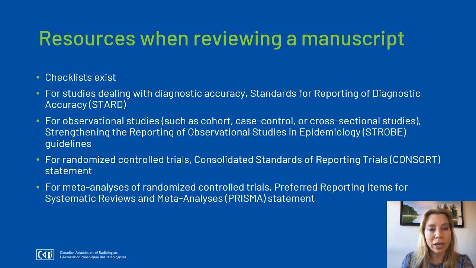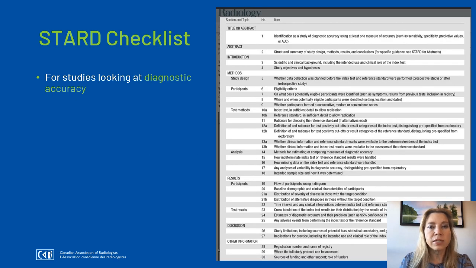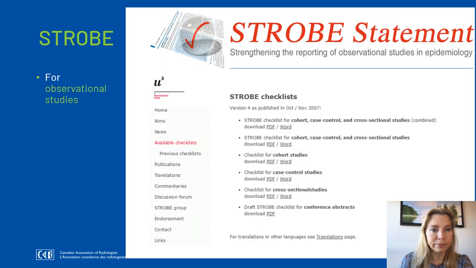But there are other checklists for observational studies, randomized control studies, and meta-analyses, which you should follow. And it really helps you as a reviewer to make sure that the authors have followed the main concepts. So this is just an example of the STARD checklist. I'm not going to go through everything, but just to point out that you don't have to reinvent the wheel as the reviewer. Everything is already nicely laid out for you. You just have to review the paper, read it, and see if they follow these main points.